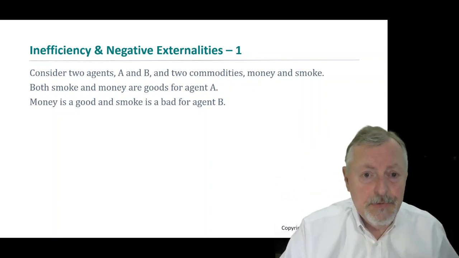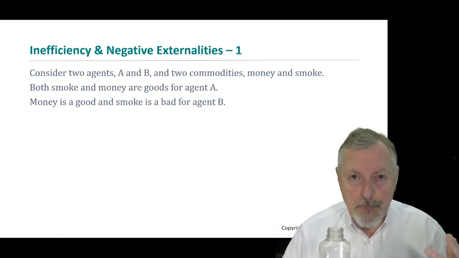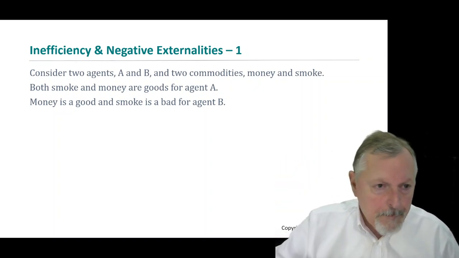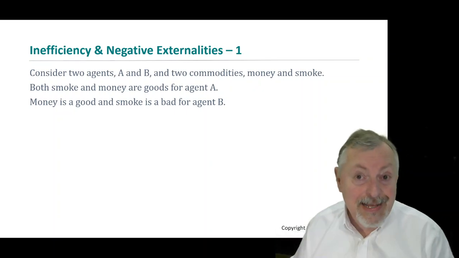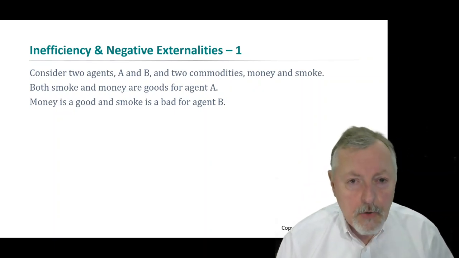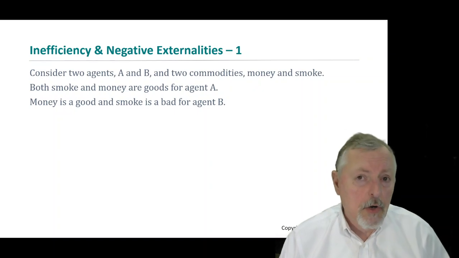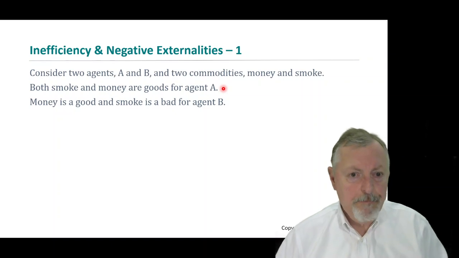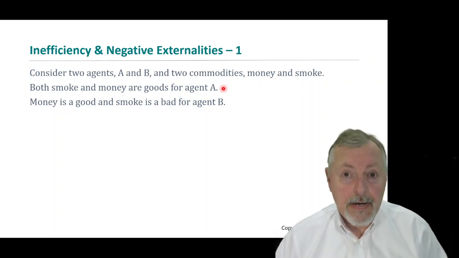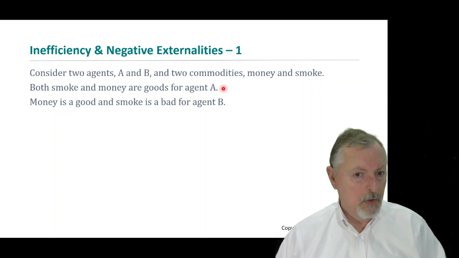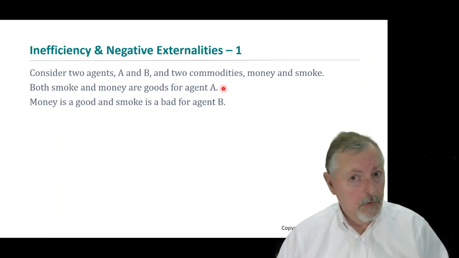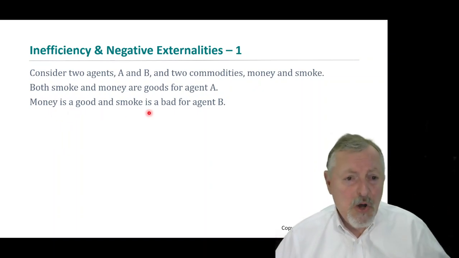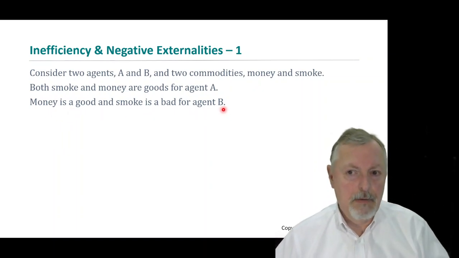Two people, A and B, two commodities, money and smoke, as in cigarette smoke. Both of these people, A and B, like money. Money is a good for both of them. One of them is a smoker, the other is not. For person A, the smoker, more money makes this person happier. More smoking makes this person happier. For person B, more money makes them happier, but more smoke makes this person less happy.